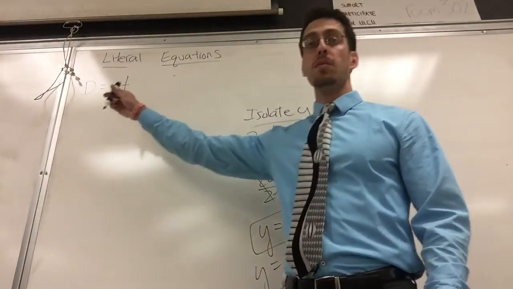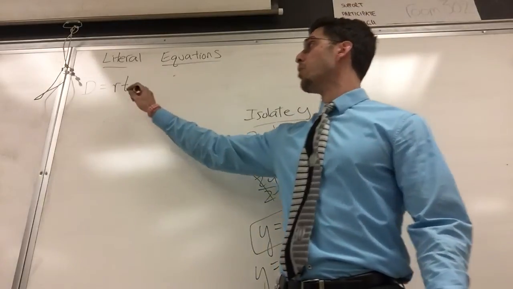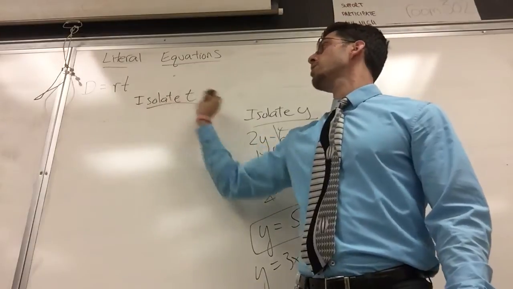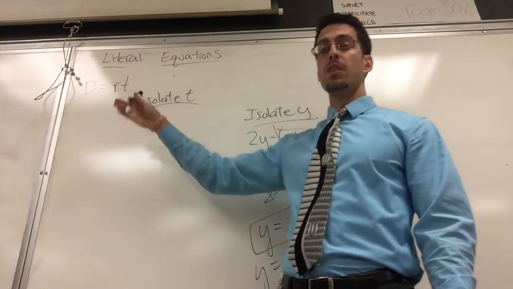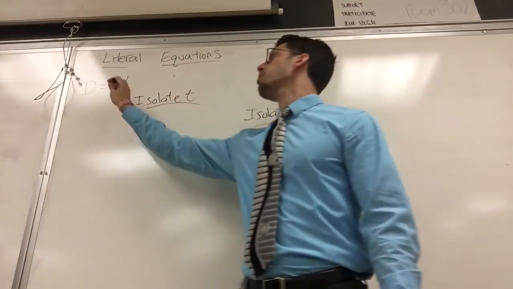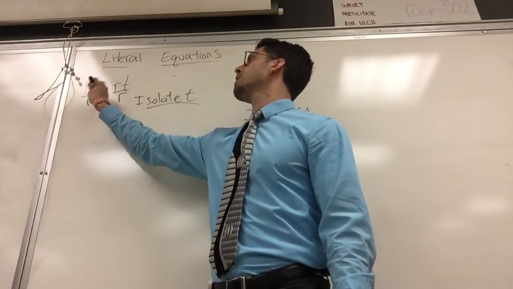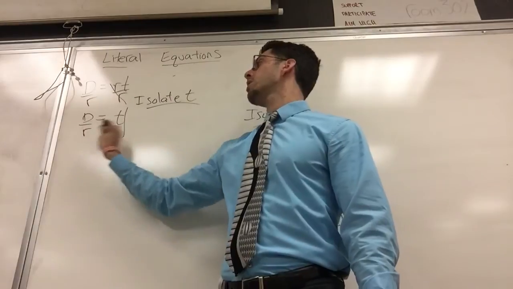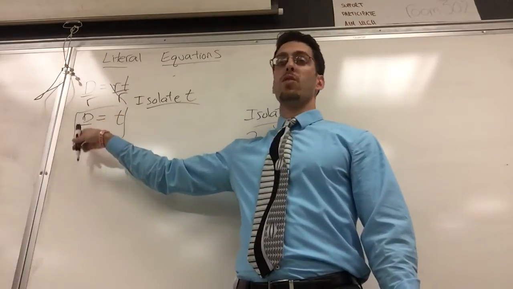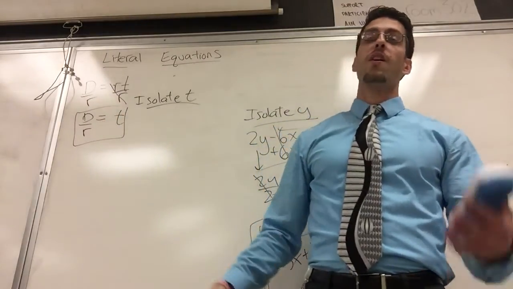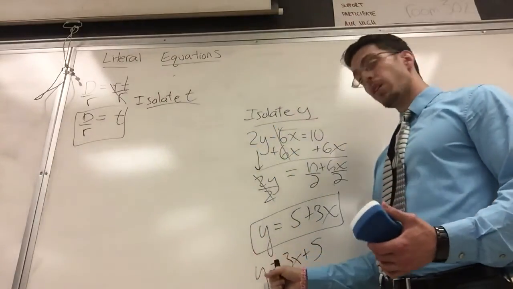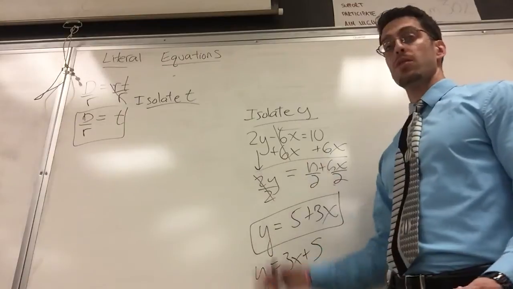All right, so go back to the beginning. Did you learn anything? Now, what if the directions were isolate t? So let's say you know d and r, you want to solve for t. How do you solve for t? Divide by the coefficient. Now t is alone. t is d divided by r. Time equals distance over rate. So literal equations help you in formulas, they help you manipulate variables, and sometimes they're just for fun.